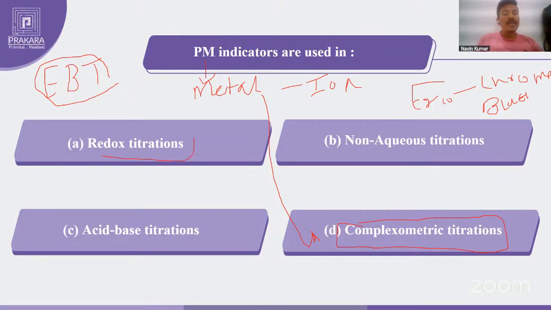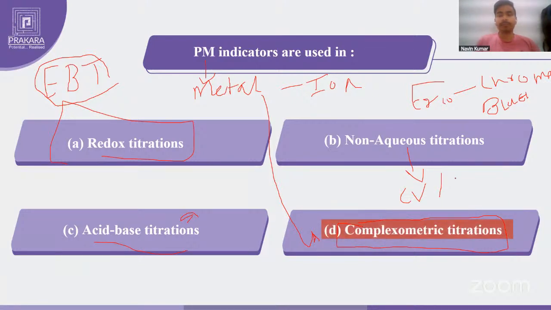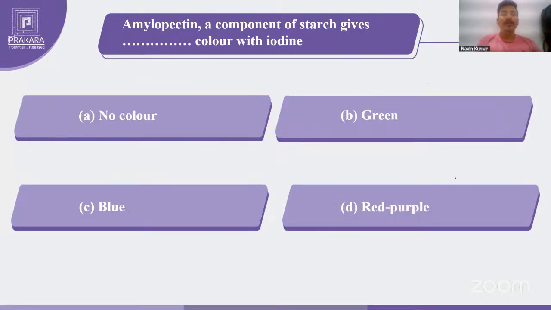In the case of redox titration, we use either the self indicator or other kinds of indicator. Acid-base titration, we use phenolphthalein, methyl red, methyl orange, or others. In the case of non-aqueous titration, we use crystal violet, alpha-naphtholbenzein, and so on. And in case of complexometric, we use metal ion indicator. So the correct answer will be option D, complexometric titration.